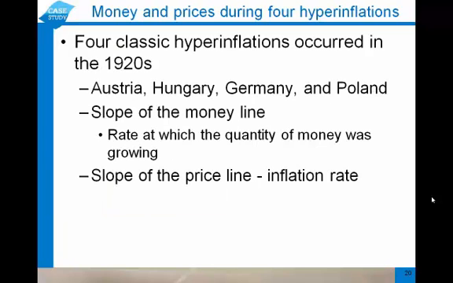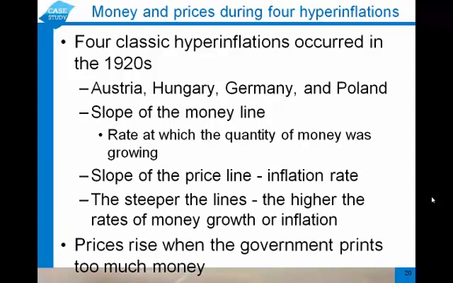And we just have to look at, say, for instance, the 4 classic hyperinflation episodes that occurred back in the 1920s. This is between the First World War and the Second World War. Why did it happen?